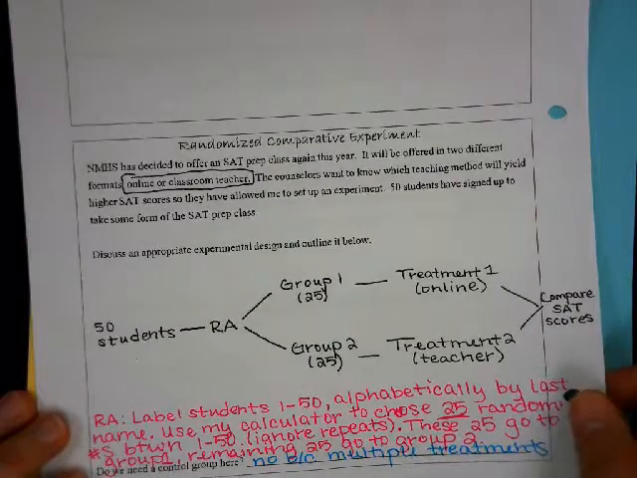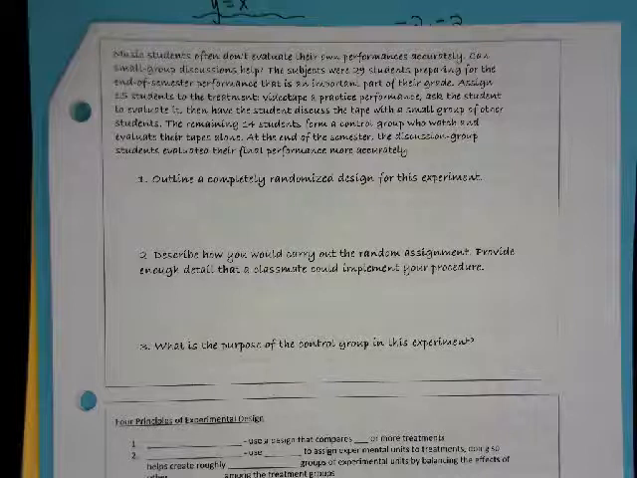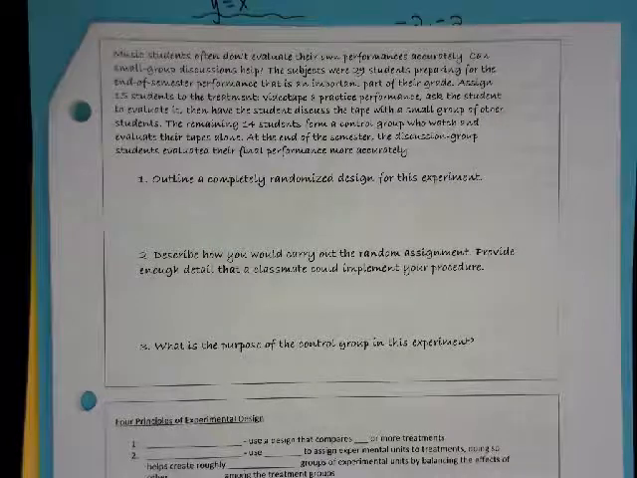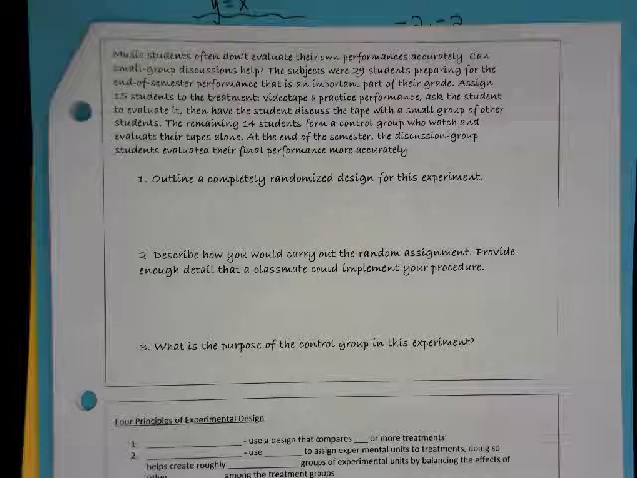All right. So on this one, you guys are going to try it on your own. The situation is music students often don't evaluate their own performances accurately. Can small group discussions help? The subjects were 29 students preparing for the end of semester performance. That is an important part of their grade. You're going to assign 15 students to the treatment, which is to videotape a practice performance.